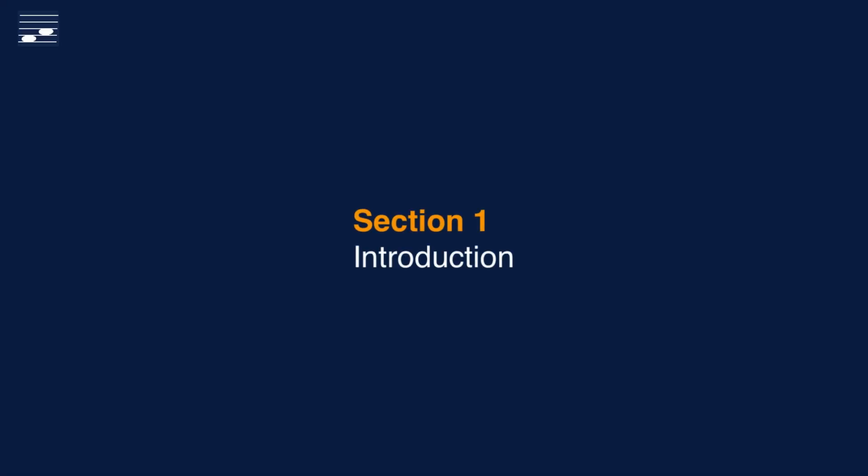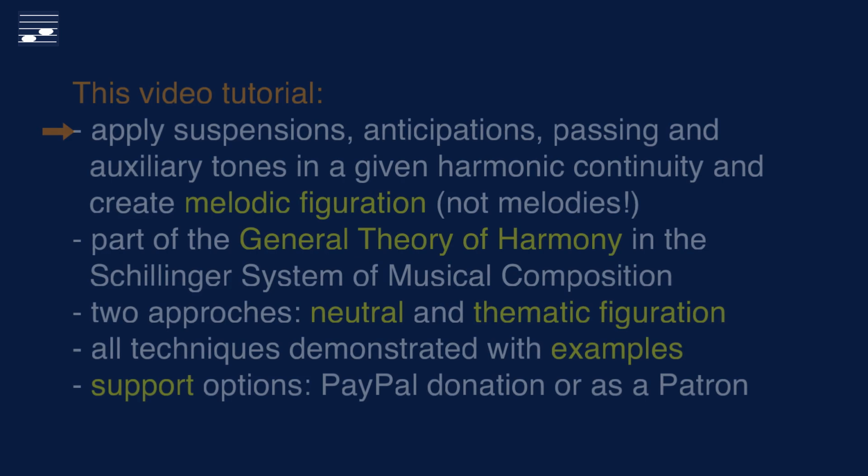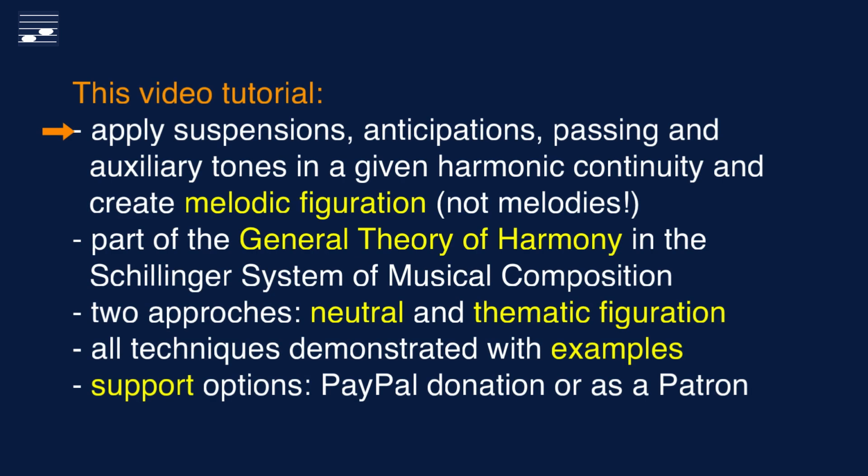This video tutorial is about how to embellish a given chord progression with melodic quality by inserting various types of leading tones. It is the most versatile form of melodic figuration in the Schillinger system of musical composition. The two approaches, called neutral and thematic figuration, will be demonstrated in a set of examples in various musical styles.